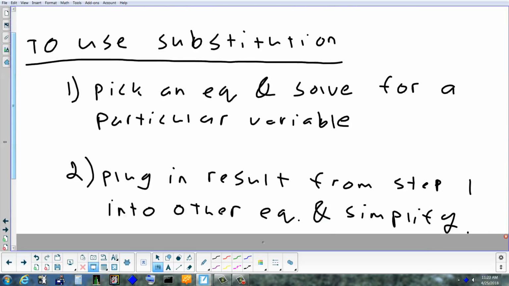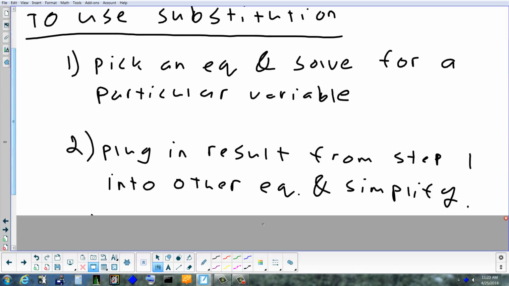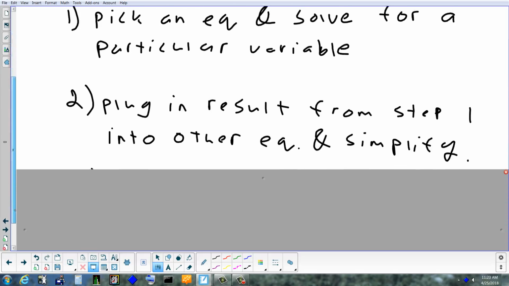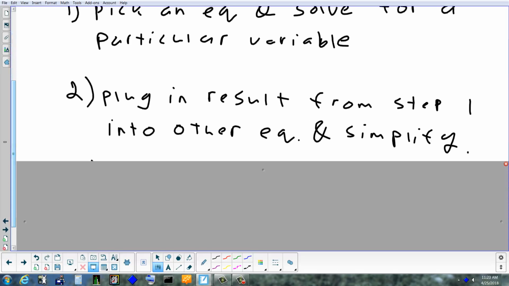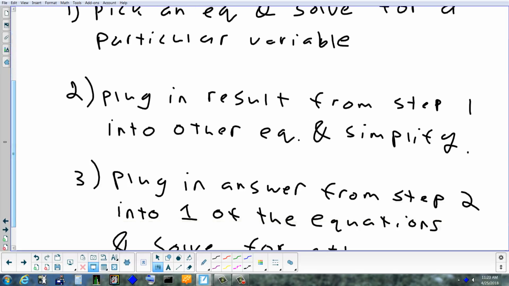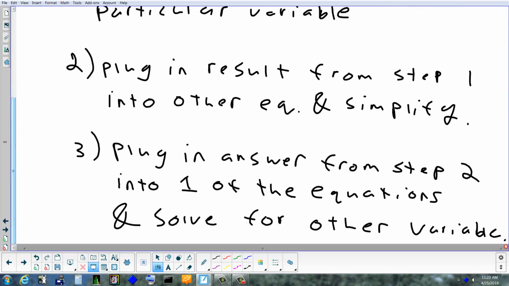And then once you pick an equation and solve it for a variable, you're going to take that and plug it into the other equation. And then simplify. Once you do step 2, you should now know one of your answers. So if you're solving for L and W, depending on how you did step 1, you're going to know one of the 2. Once you get an answer for step 2, you plug it back into either equation, doesn't matter which, and then get the other variable.